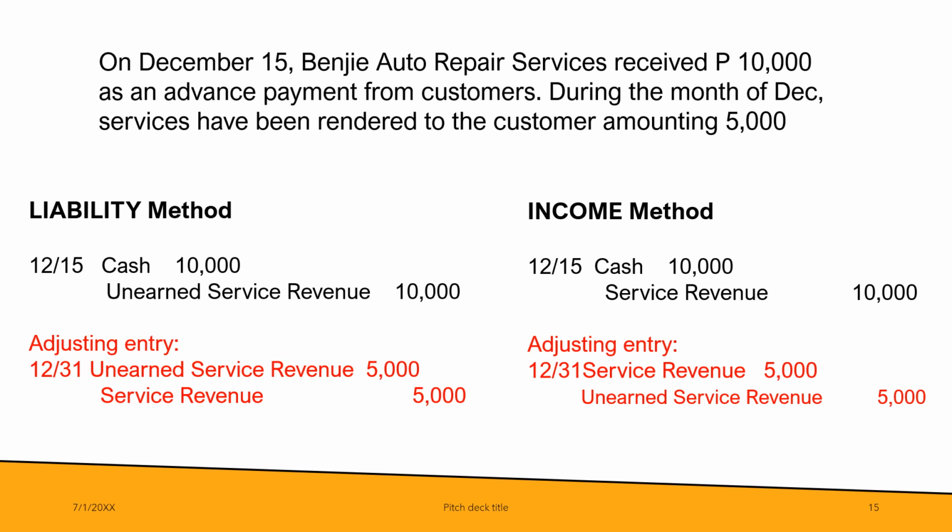Let's check under income method. You have initially recorded a credit of 10,000 and a debit of 5,000. That will give you also an ending balance of 5,000 credit. So whatever method you use, you arrive at the same balances of your revenue account and your unearned revenue account.